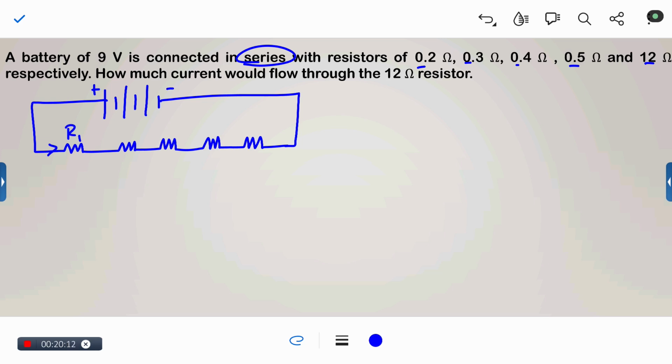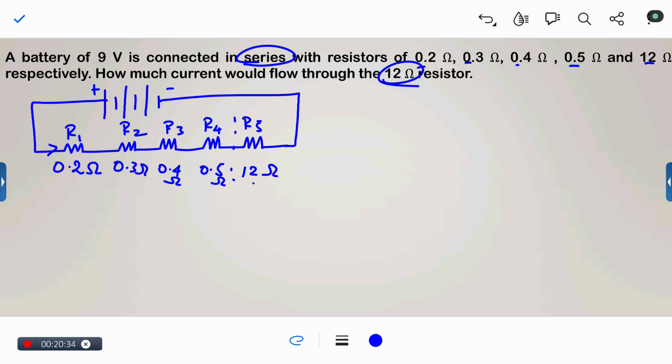R1, R2, R3, R4, R5. What is the value of R1? 0.2, 0.3, 0.4, 0.5, 12. So in the question, they're asking how much current will flow through the 12 ohm resistor. Suppose in this resistor, let's take X ampere of current is passing.